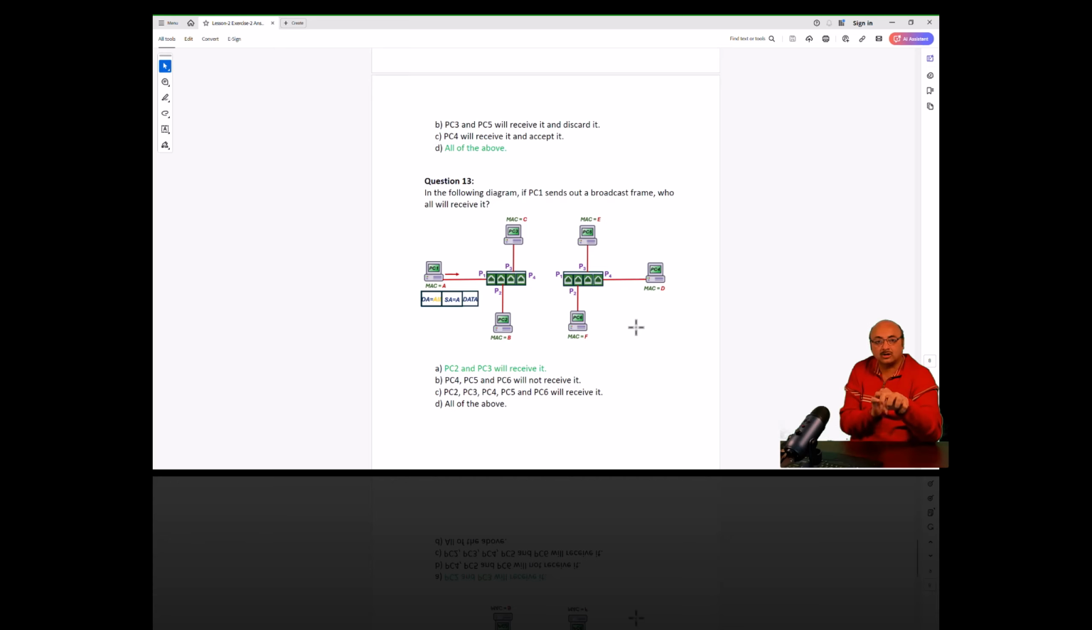So whether it is broadcast or unicast, hub does not make a difference. And now the concept of LAN is being added, right? How many are there? 2 LANs. So who will receive it and who will not receive it? That is the purpose of these questions. So in this case, the broadcast is being sent by PC1. Obviously, the two hubs are not connected. The hub is going to blindly flood it because it's a dumb and non-intelligent device. So PC2 and PC3 will receive it.